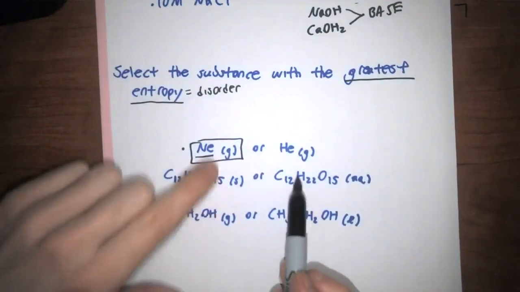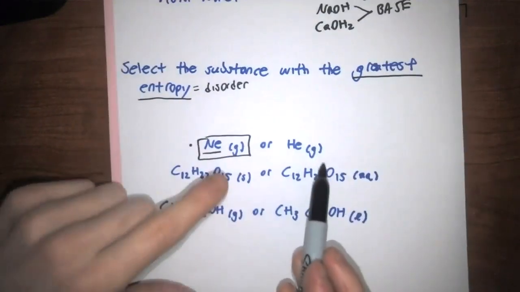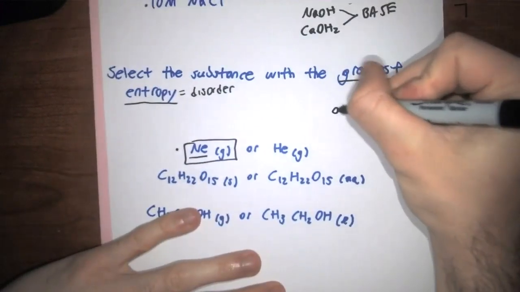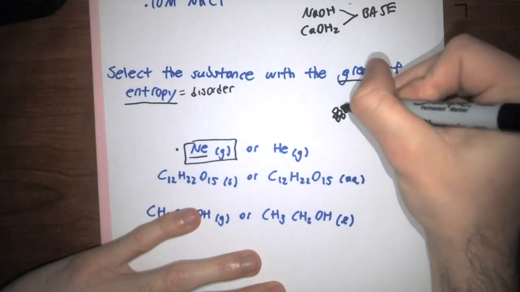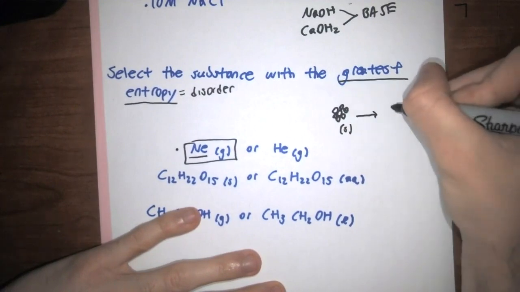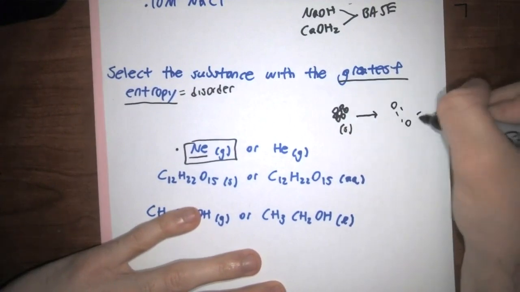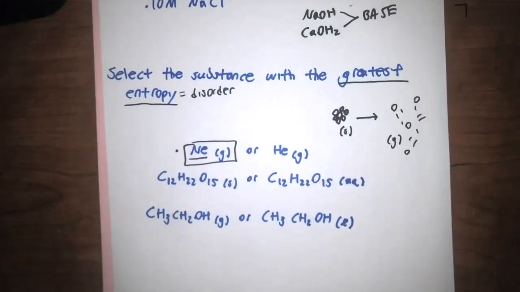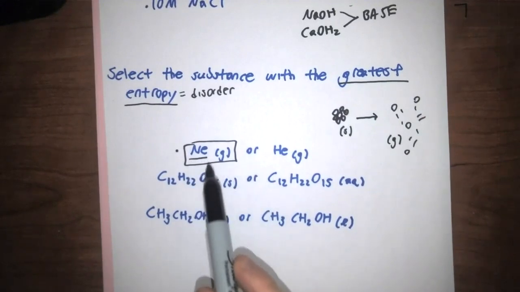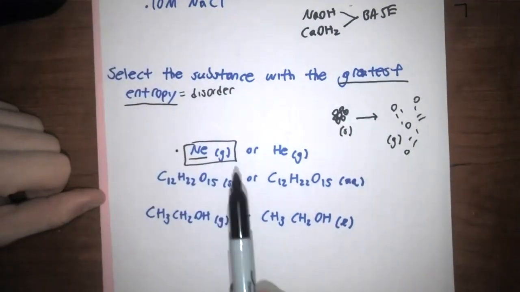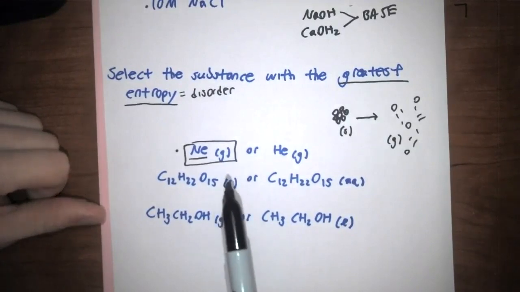Again, we always want to look at the phase first. If it's a gas, it's going to have the most entropy, right? Because gas particles want to spread out. If we have a solid, they're packed in. But if we have a gas, these molecules are going all over the place. So we need a gas. In this case, we have 2 gases. This one has a larger molar mass, so that means there's more atoms to spread out. If we have more atoms spread out, that means greater disorder, which means greater entropy.